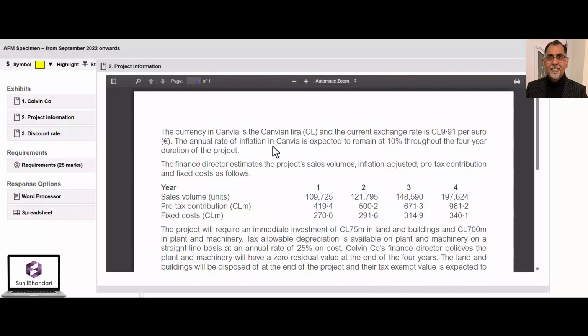Okay. The annual inflation rate in Cambia is expected to be 10% throughout the 4-year duration. Are they giving us that to adjust the cash flows, or are they giving us that to work out prospective spot rates? And if they were going to use prospective spot rates, that would then be what you call HC in a PPPT calculation. The FD has estimated sales volumes, inflation adjusted pre-tax contribution and fixed costs.